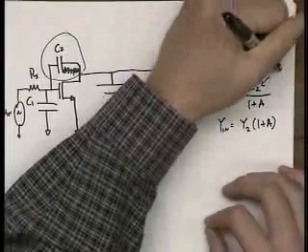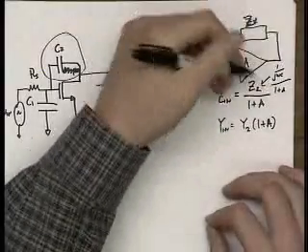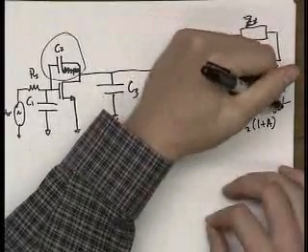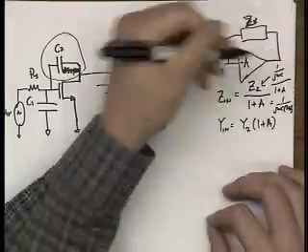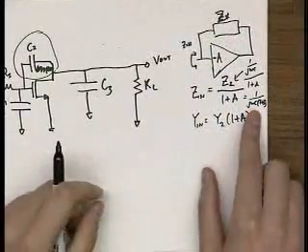So Zin in this case is 1 over j omega C over 1 plus A, which is how you see 1 over j omega C times 1 plus A. That's how you get that effective capacitance. And I realize I wrote that too small, and I apologize.